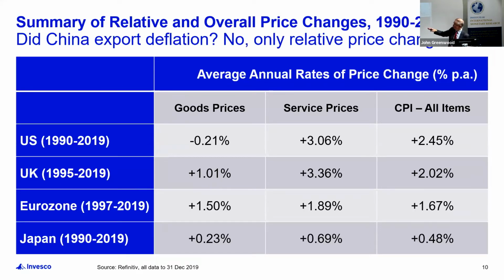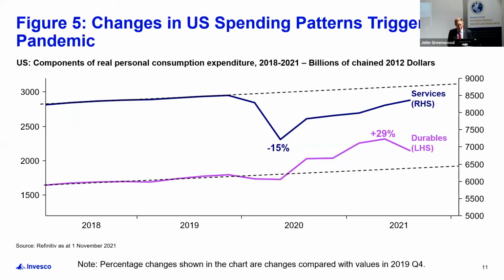This is the average rate of change of goods prices and service prices in the first two columns for each country. And then in the right-hand column, all items, and you can see that that is in between those two. So this general pattern prevailed for the last 30 years. So what was behind this? And why have things changed?